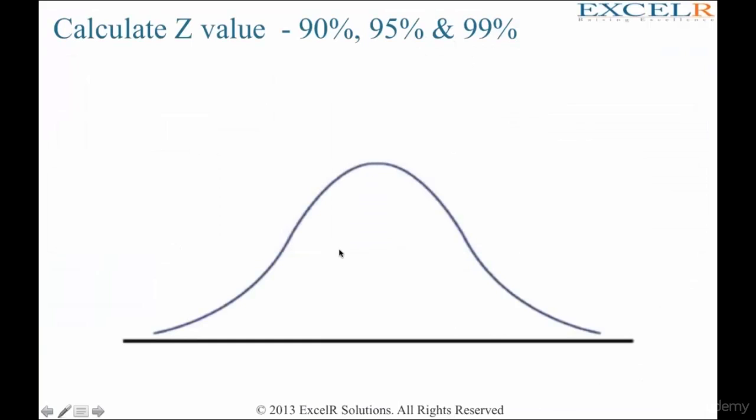All right. So those are the values which you'll have to learn by heart. So Z 90% is 1.64. Z 95% happens to be 1.96. And Z 99% happens to be 2.58.